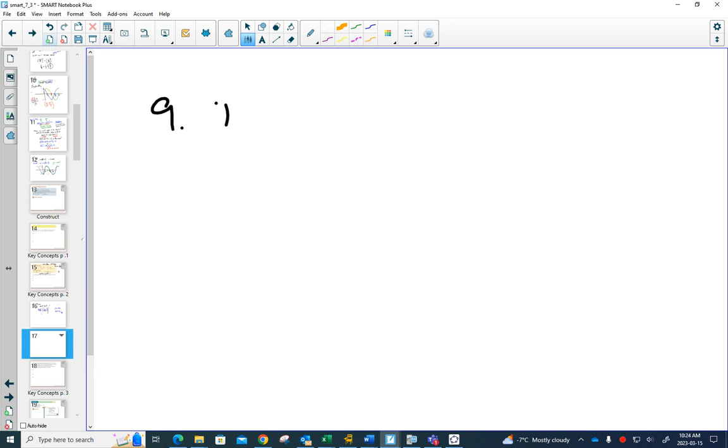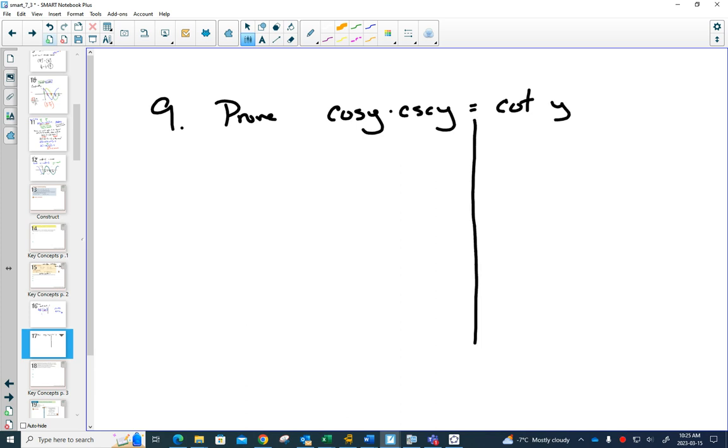So we want to prove, so we rewrite the whole question out. Cos y times cosecant y equals, and on the other side we have cotangent. And this is a good one to do because it will introduce you to your first major strategy in proofs. Okay? Again, we already have talked about fractions. Getting things as a single fraction will be a major strategy.